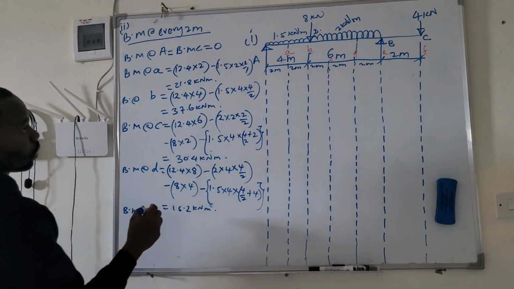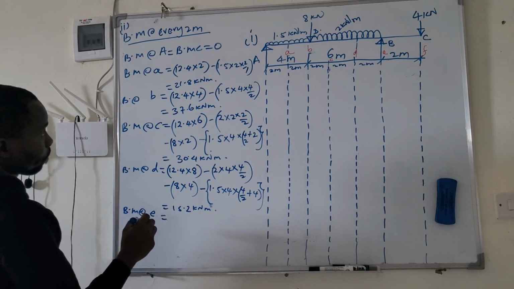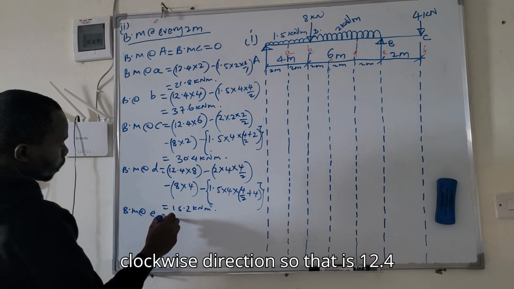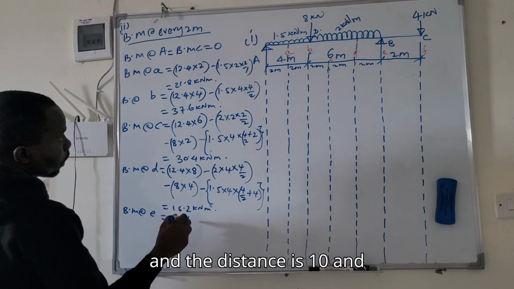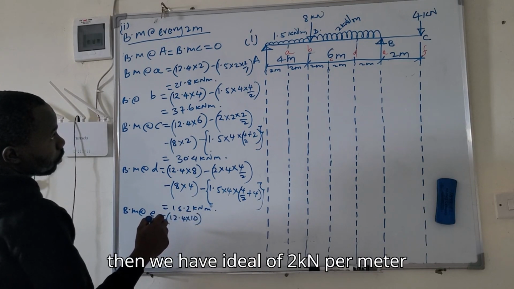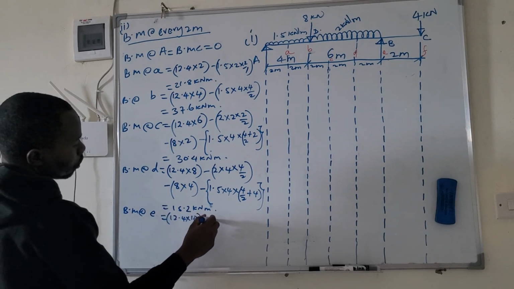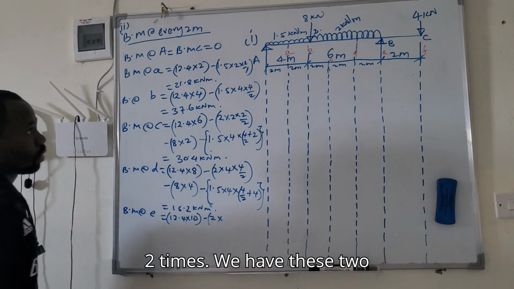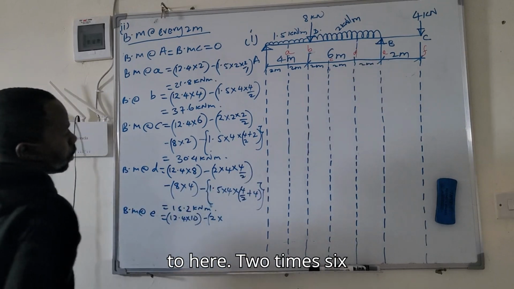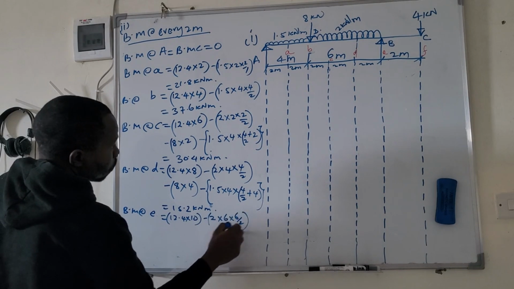So bending moment at E will be reaction at A, which is moving in clockwise direction, so that is 12.4 times the distance, which is 10. And then we have a UDL of 2 kilonewton per meter moving in anti-clockwise, so minus 2 times, you have these two from here to here, 2 times 6 times 6 over 2.